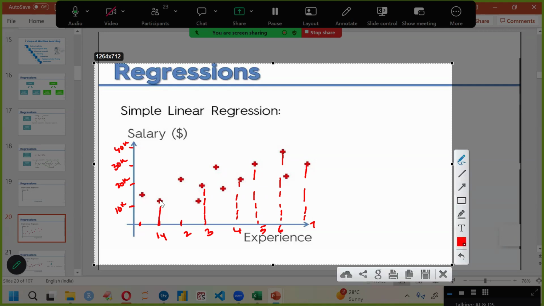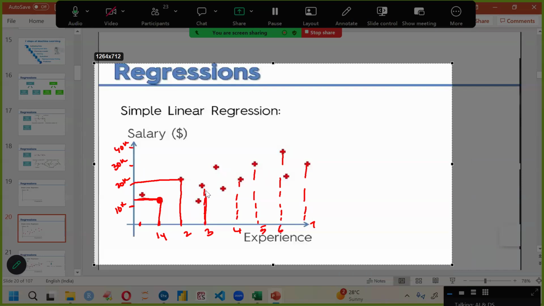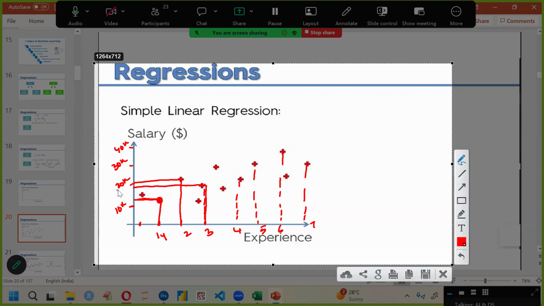So I'm projecting here. So this is the point. And I'm projecting here. So that means this person with 1 year of experience is getting around 10.2K, something like that. Let me take a 2 years of experience person. Let me project it here. So he is getting around 20K. Let me take a 3 years of experience person. I am projecting over here. So he is getting around 18K, something like that.